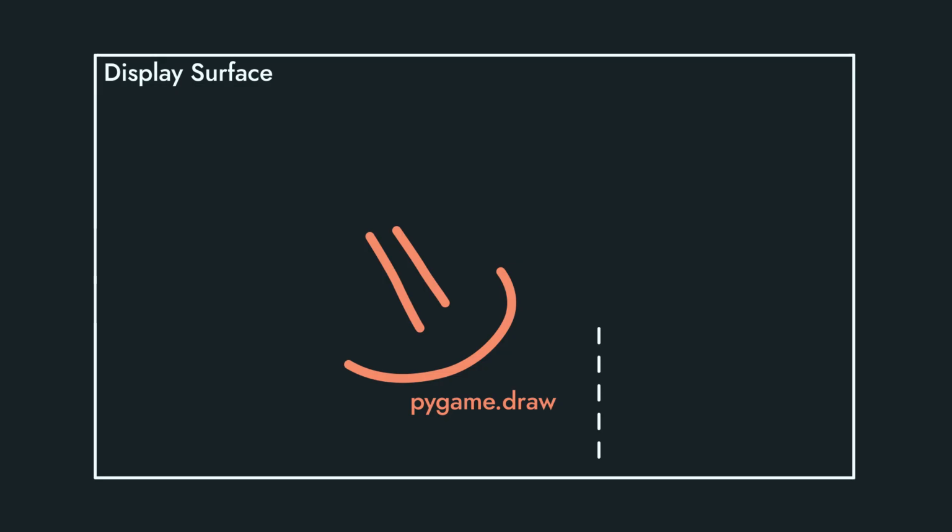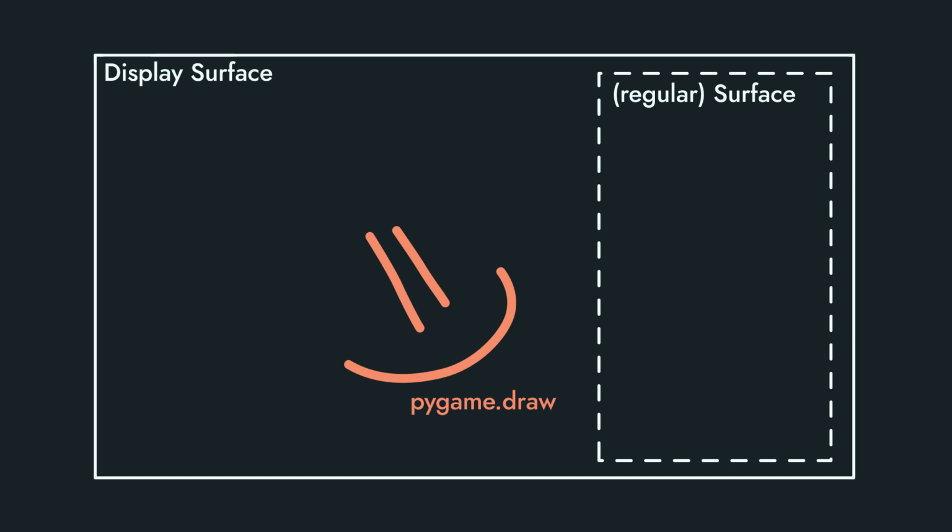So even if you created lots of shapes and images, unless they are on the display surface, they would not be shown. Now you could draw directly on this display surface with pygame.draw, and you have the option to draw all kinds of shapes. However, there are 2 more elements that make it easier to organize and manipulate all the shapes and images. The first is a regular surface, or just a surface.